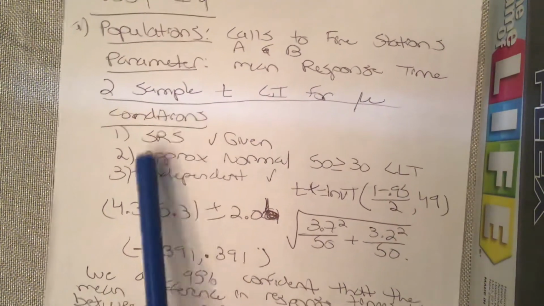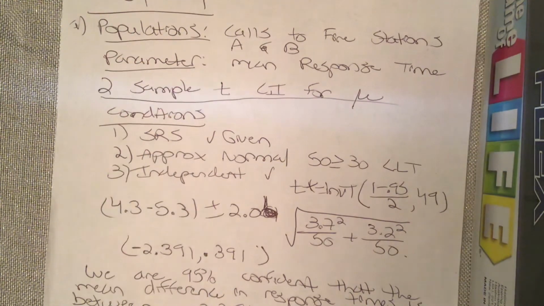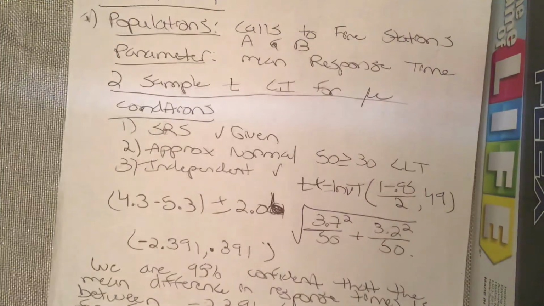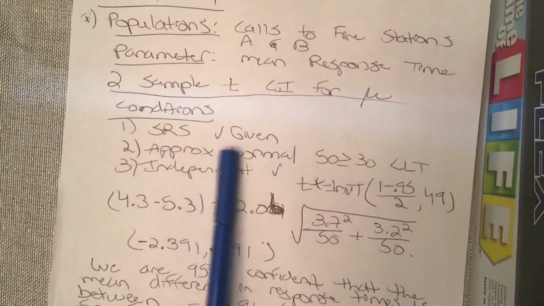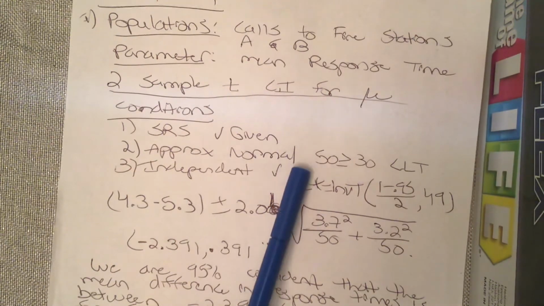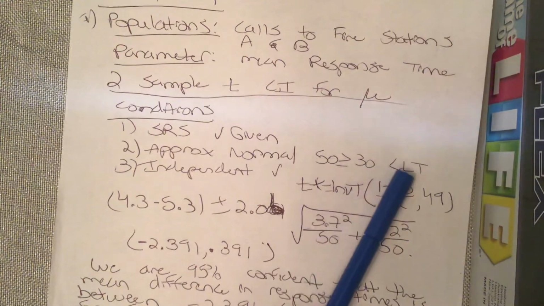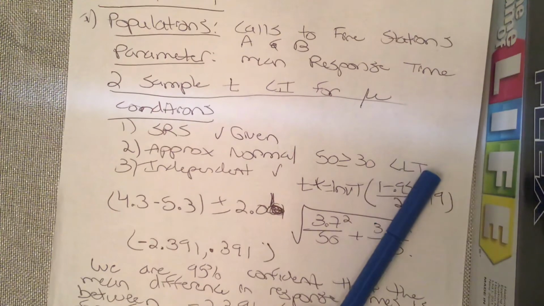The conditions for that, the first one is SRS. Remember, SRS is just really to check that it is random. And they tell you back here a random sample of 50 calls. So that's a check, and you can just write given as the reason. Approximately normal. So remember, for means, the way you check approximately normal is either they tell you it's approximately normal, which they don't on this problem. Your second go-to is the central limit theorem, which works here, because your sample size is 50 for both of them. So 50 is greater than or equal to 30, and then just put CLT as an abbreviation.